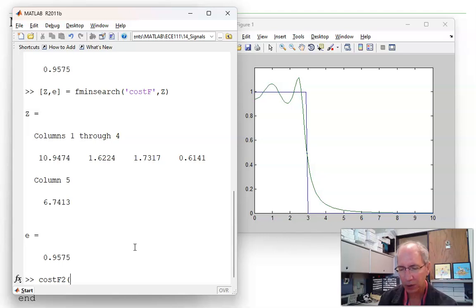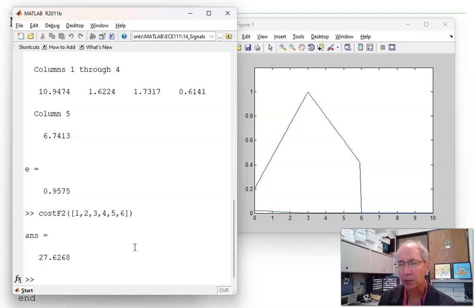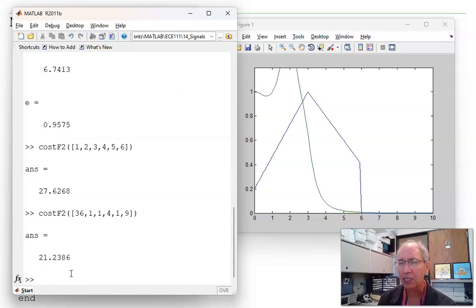Step 2. Choose the numbers 1, 2, 3, 4, 5, 6. Here's the ideal response. Here's what I actually have. Try different numbers. Let's have a pole at 1, s squared plus s plus 2, s squared plus s plus j3. 9 times 4 is 36. Just kind of taking a guess.